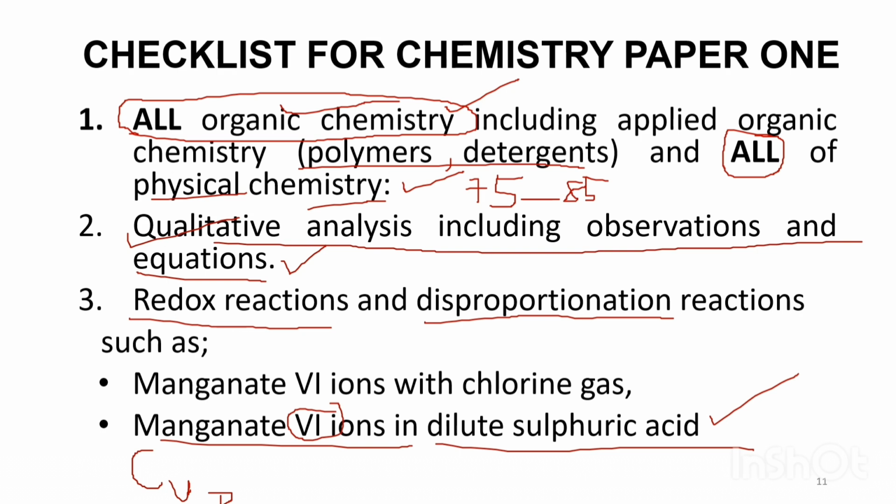Also, disproportionation of course occurs in many things like halogens, but we are emphasizing that when you are entering the paper, ensure these are at your fingertips. Then ensure that redox reactions are at your fingertips. Then some other additional reactions under redox and disproportionation. Please put attention to them.